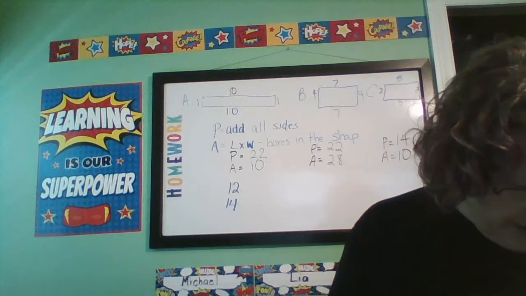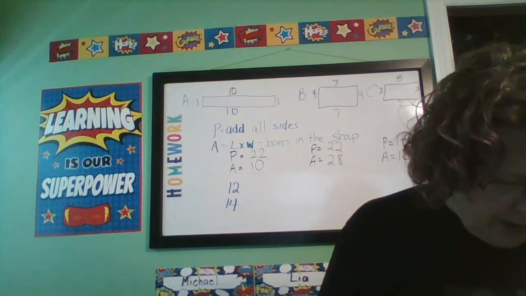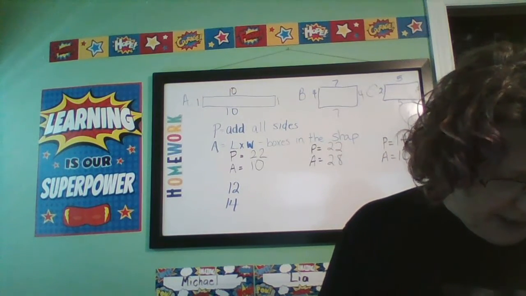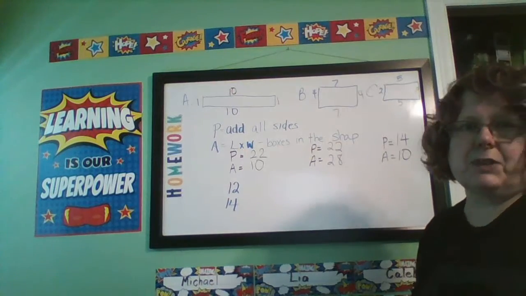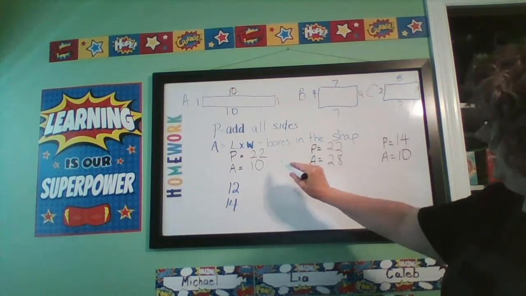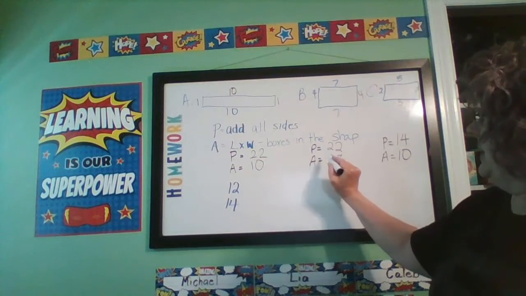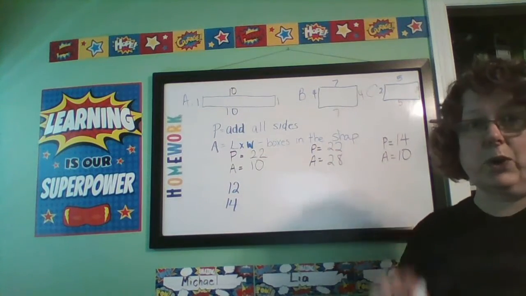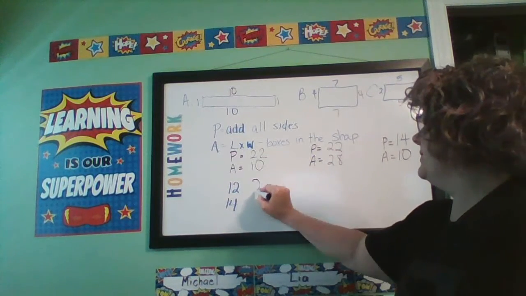Number 12, what is the perimeter of the 2 rectangles that have the same perimeter? So which 2 of these have the same perimeter? Well, that would be A and B have the same perimeter. And it asks, what is that perimeter? And it is 22.